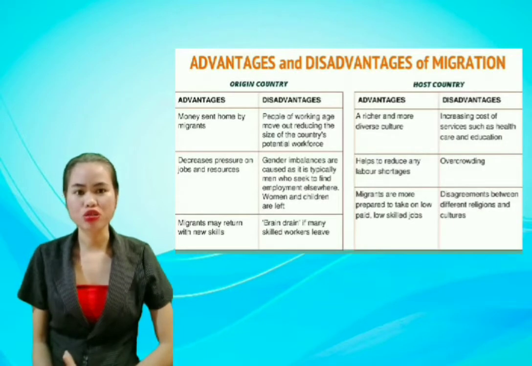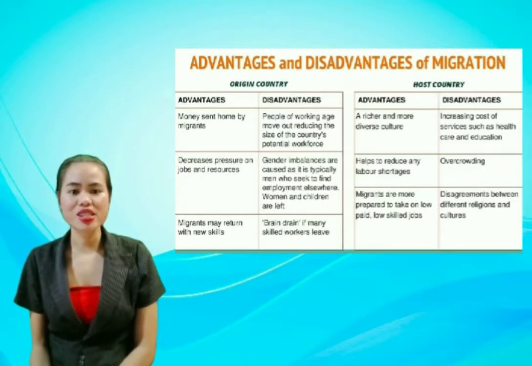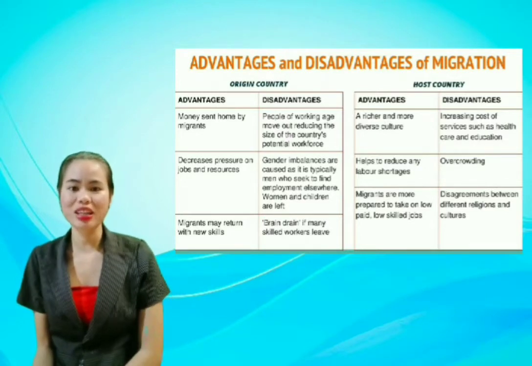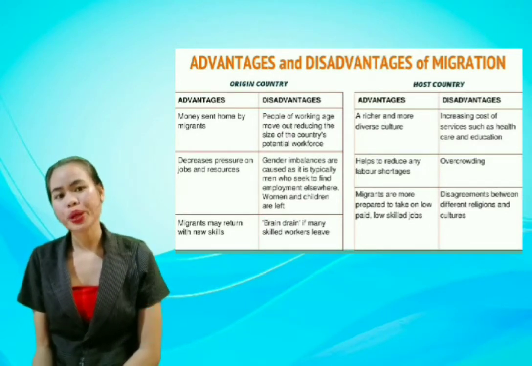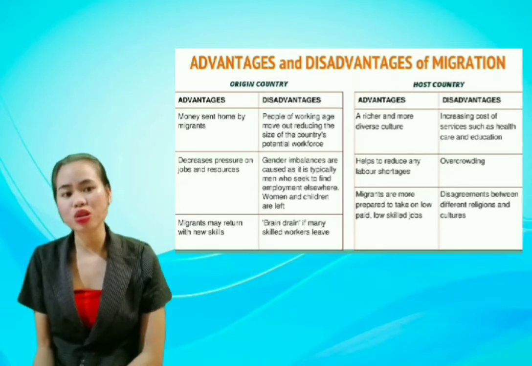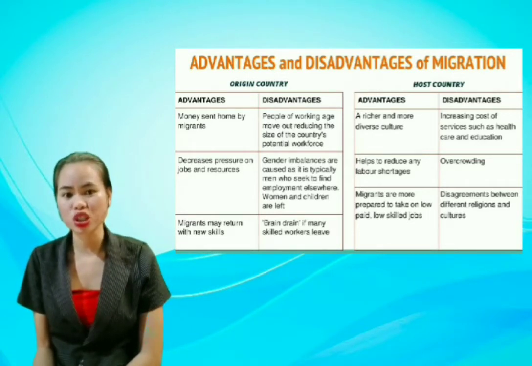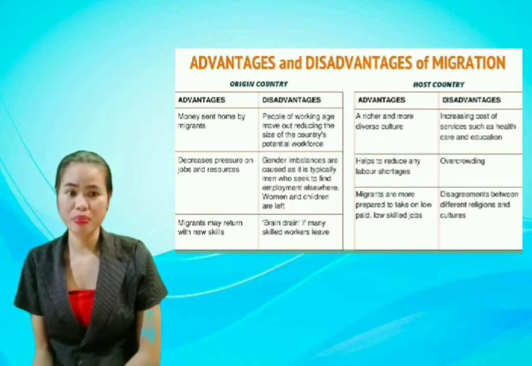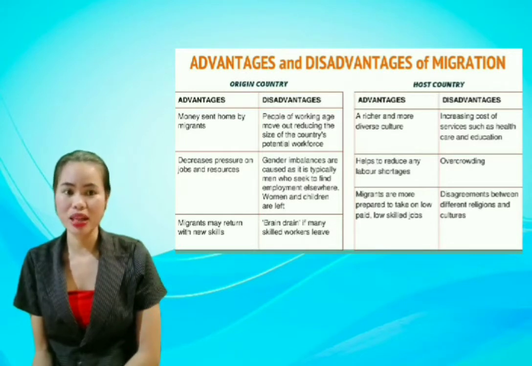The advantages and disadvantages for the country of origin. The advantages are money sent home by migrants and decreased pressure on jobs and resources. Migrants may return with new skills, while the disadvantages are people of working age move out, reducing the size of the country's potential workforce. Gender imbalances are caused as it is typically men who seek to find employment elsewhere. Women and children are left behind. Brain drain occurs if many skilled workers leave.